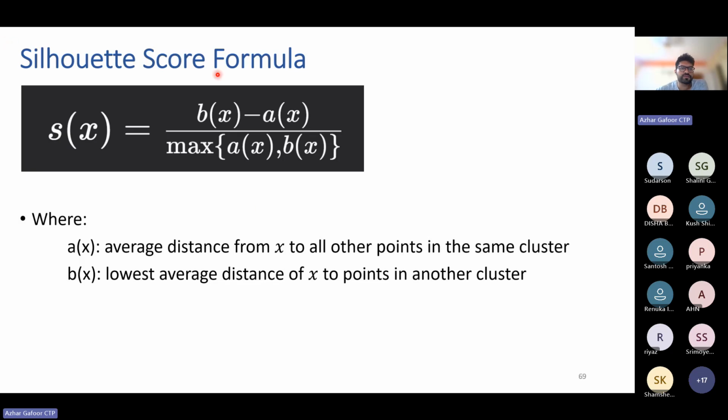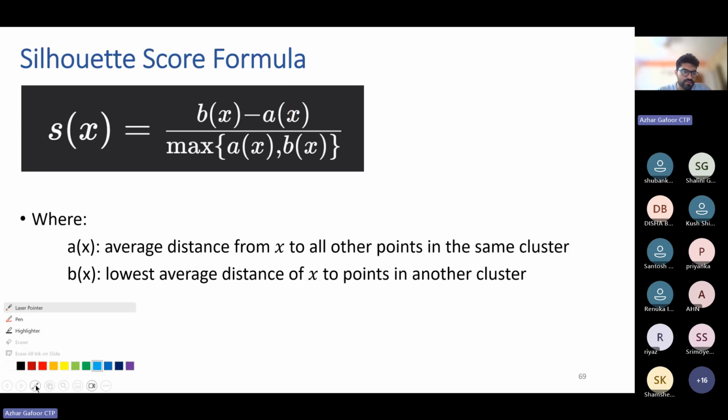The formula for the silhouette score is (B minus A) divided by the maximum of A comma B. So what is A and B? A is the average distance from X to all other points in the same cluster, and B is the lowest average distance of X to the points in another cluster. A is the distance of a point to all other points in the same cluster.